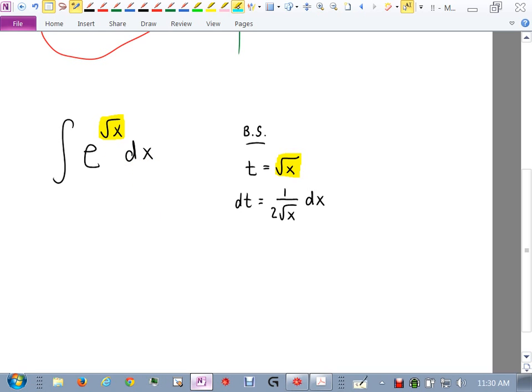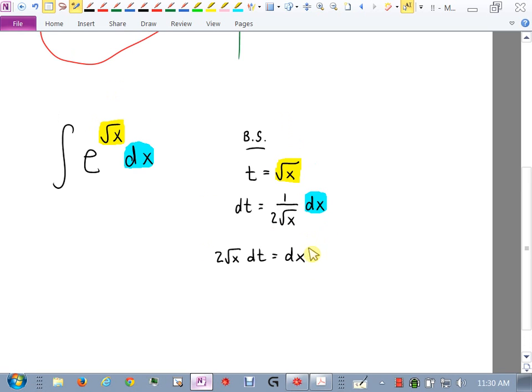But I just want to figure out what dx is so I can replace this dx. Normally, we just multiply or divide both sides by a number to get that dx by itself, right? But instead, I'm going to multiply both sides of this equation by 2 root x. When I do that, 2 root x dt equals dx. Agreed? What's the problem if I try and replace dx with 2 root x dt? What would be wrong with that?